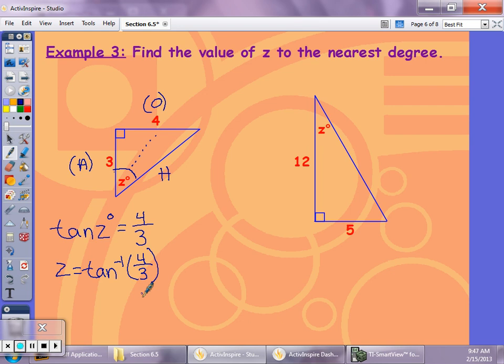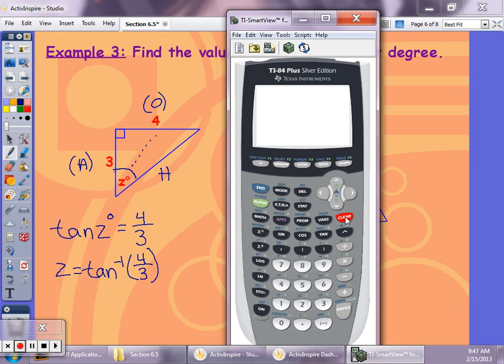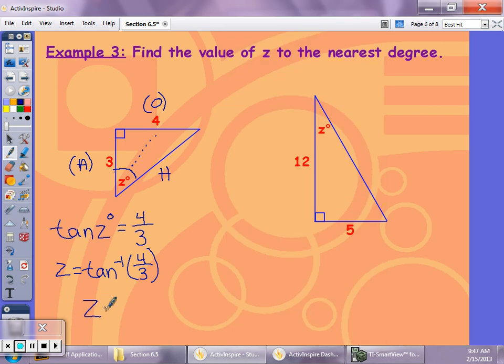So if we go to our graphing calculator, I'm going to show you where the inverse is. If you hit your second key and you hit the tan button, that tan to the negative 1 goes to the screen, and then we simply have to put in our ratio of 4 divided by 3. And when we hit enter, we now have the degree measure. So to the nearest degree, angle Z is going to be 53 degrees.